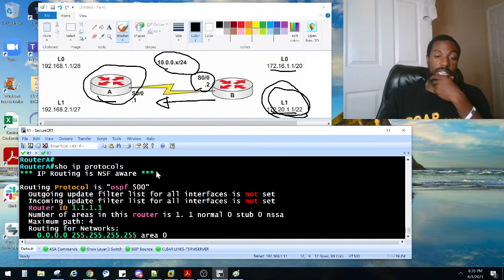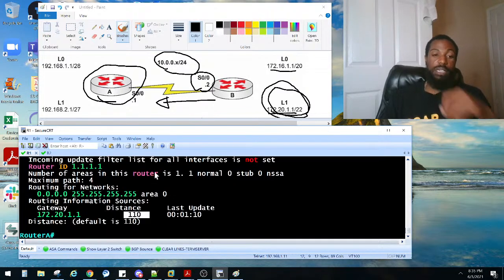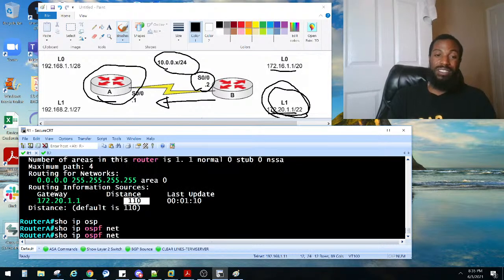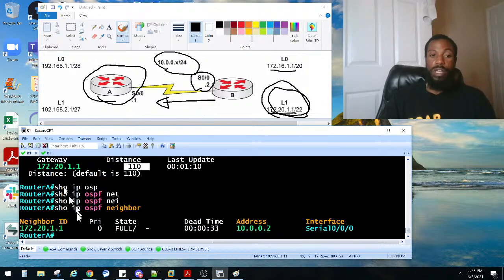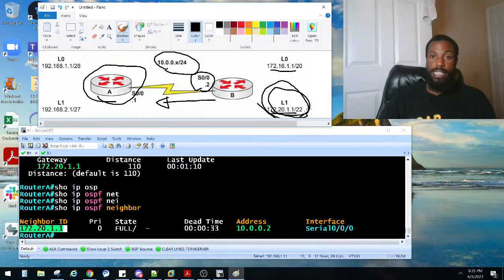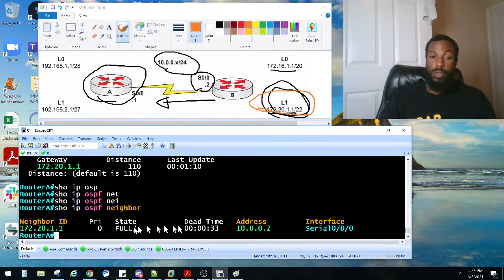What else can we say about this? That's pretty much it. We could do show IP OSPF neighbor to get just summary information about the neighbors. We have only one neighbor. That's his neighbor ID, right? This right here, that's the neighbor ID, 172.20.1.1. We went from loading to full, right?